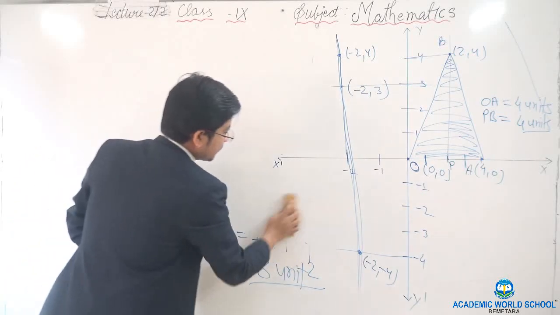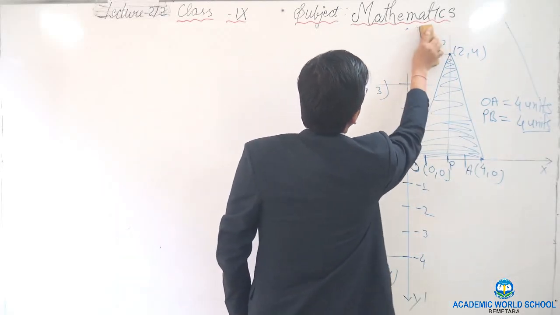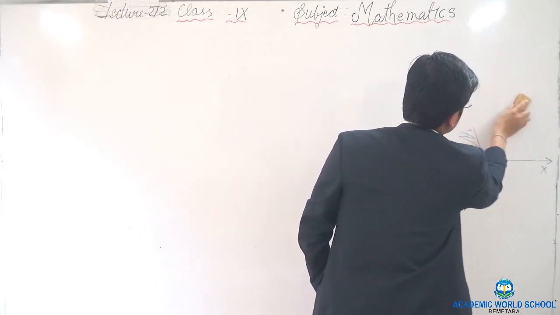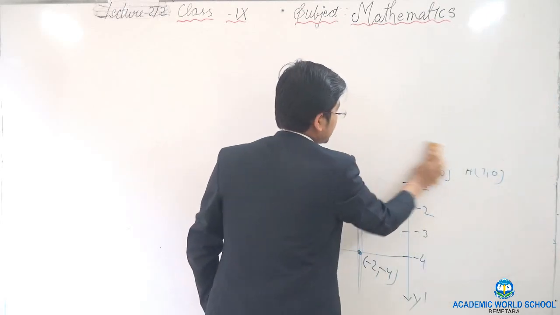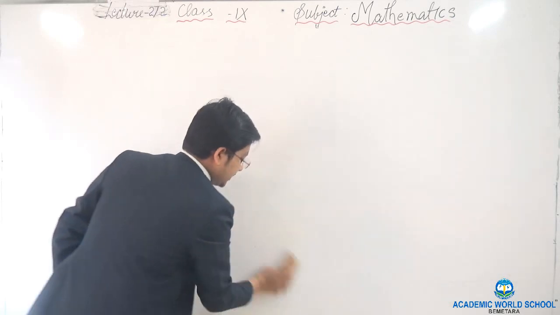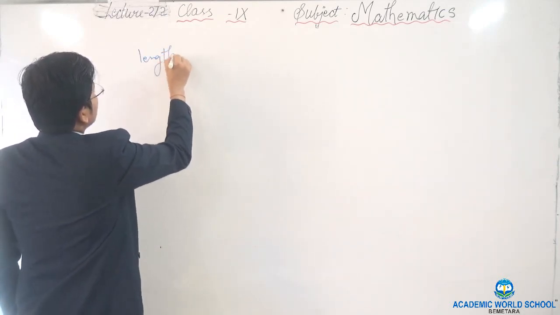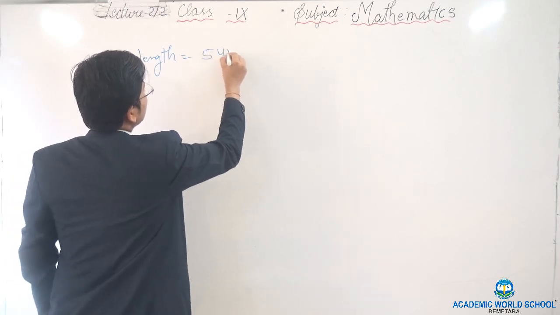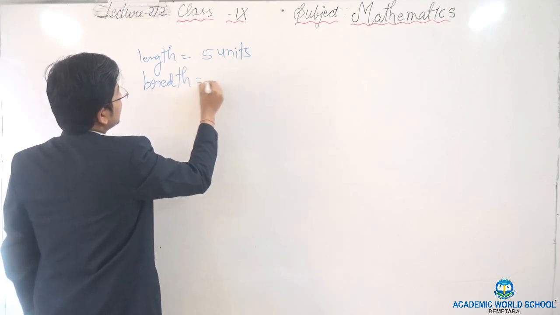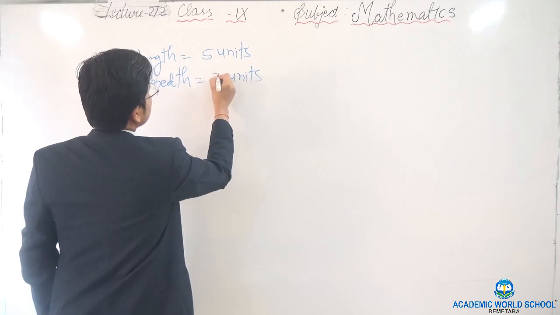So next is, draw a rectangle. The question is: draw a rectangle of length 5 and breadth 3. And I am writing the question. We have to draw a rectangle in such a way that the length of the rectangle is 5 units and the breadth of the rectangle is 3 units.